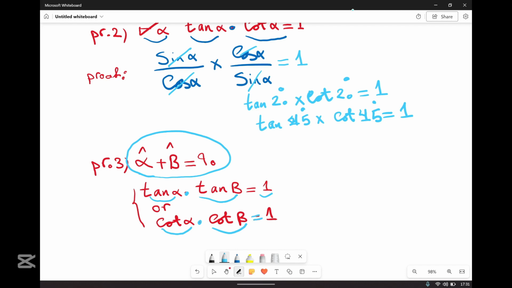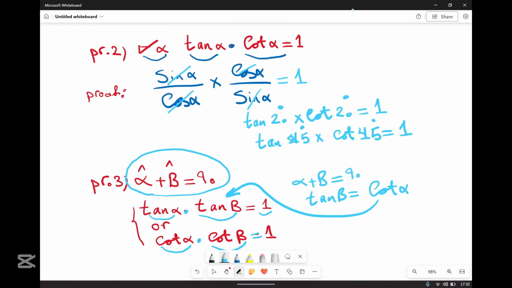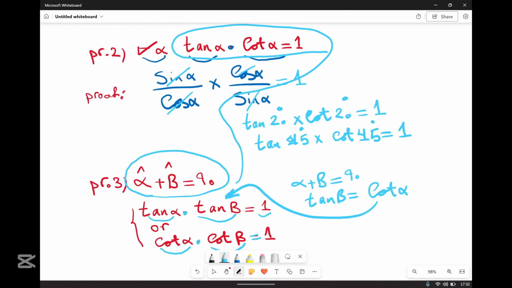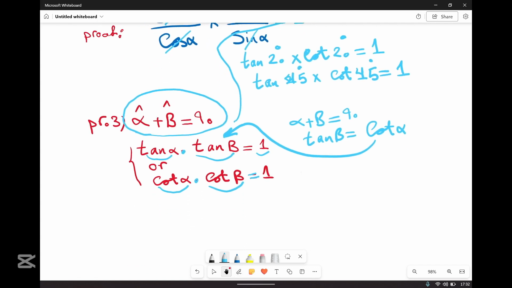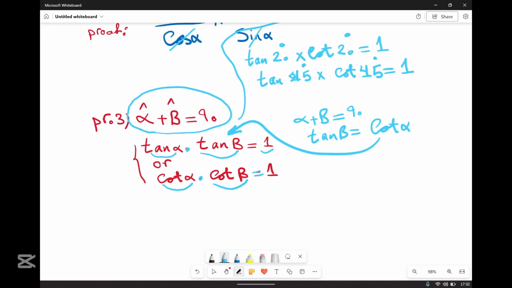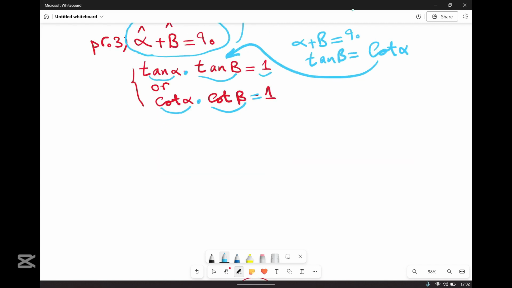Why does this happen, guys? If you are a little genius: when alpha plus beta is 90 degrees, tangent of beta is exactly cotangent of alpha, and we put it in here, and exactly that is property 2. Therefore, the product of tangent and cotangent is true for every angle, but property 2 is just true when alpha and beta are different and their summation is 90 degrees. For example, tangent 20 degrees times tangent 70 degrees is exactly 1.